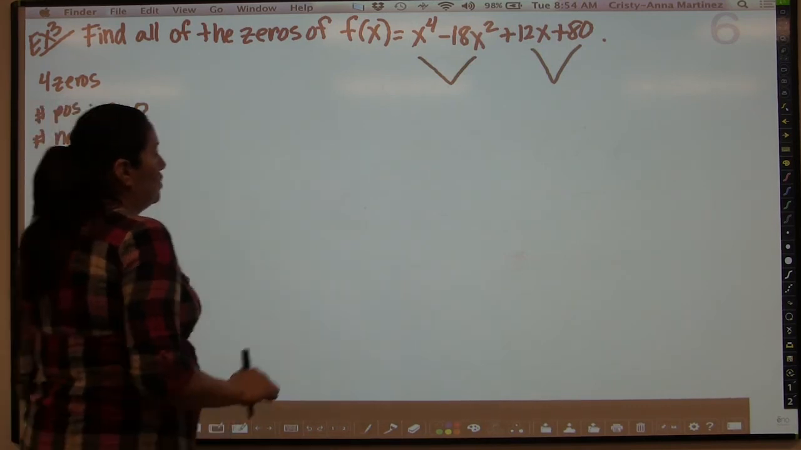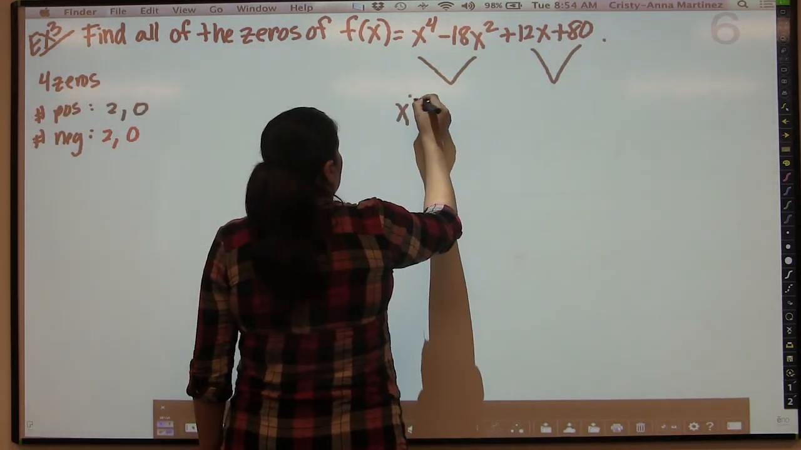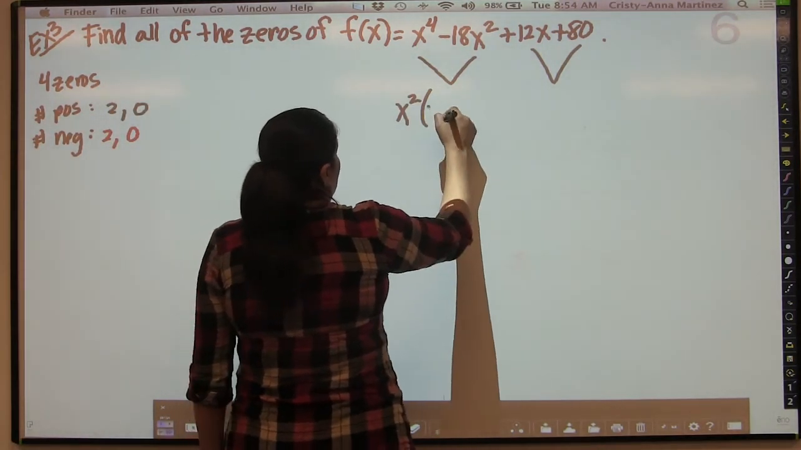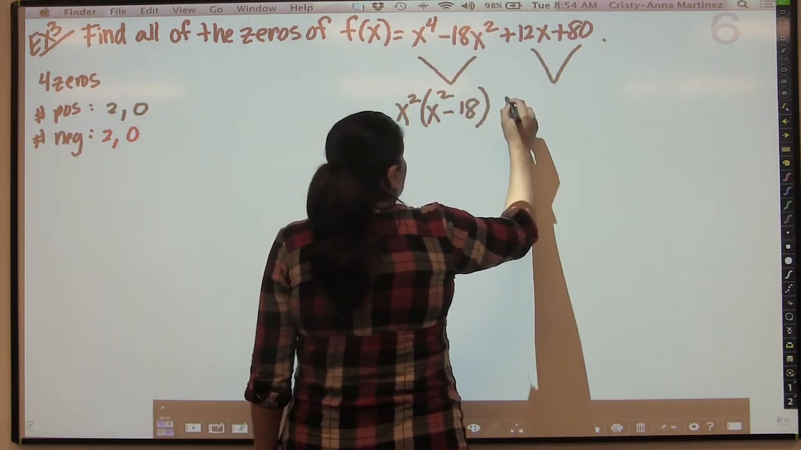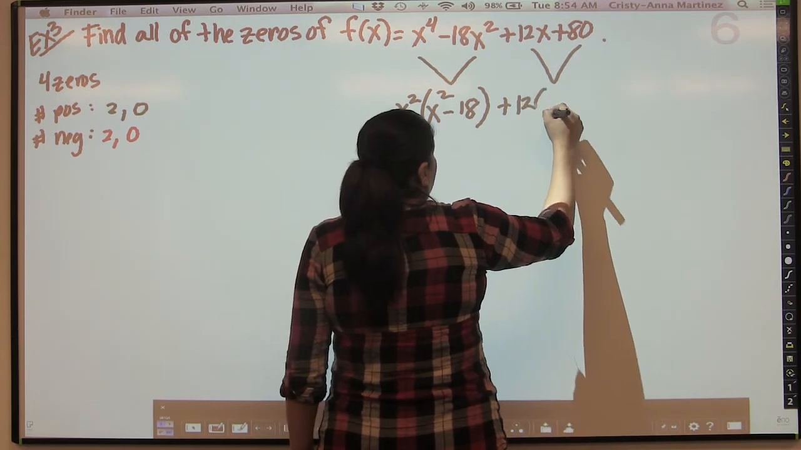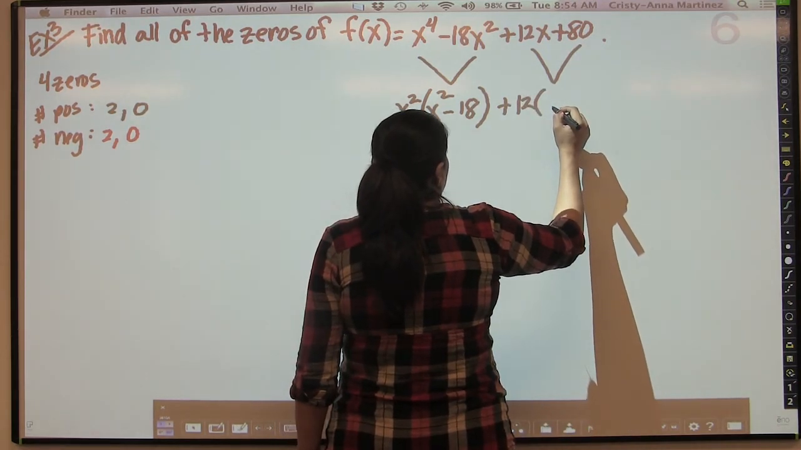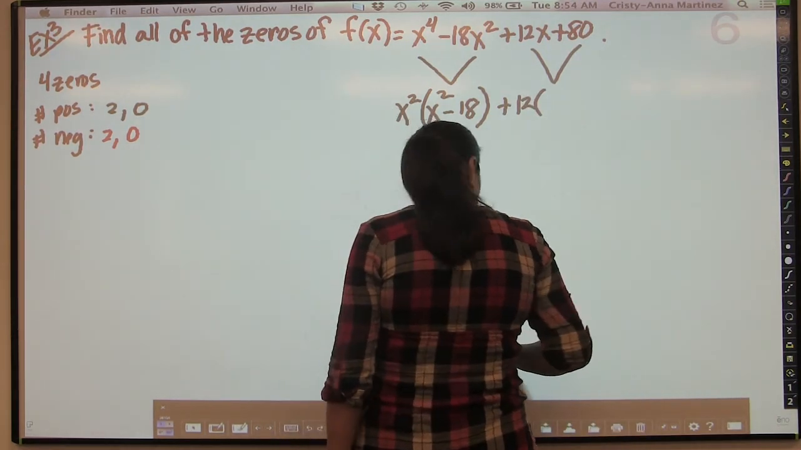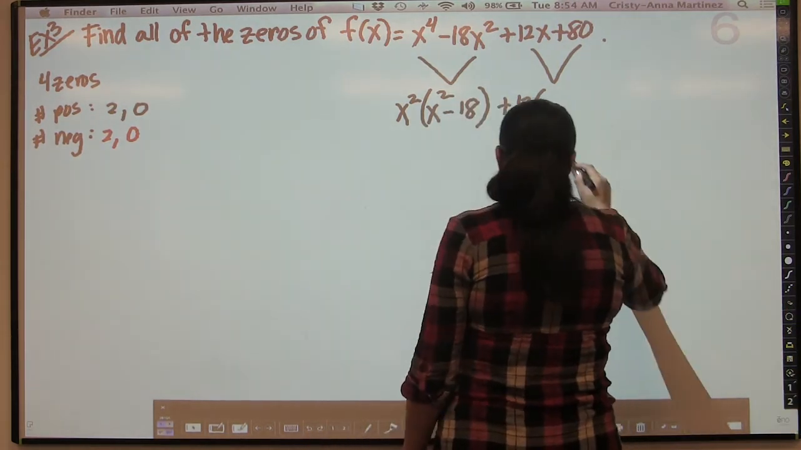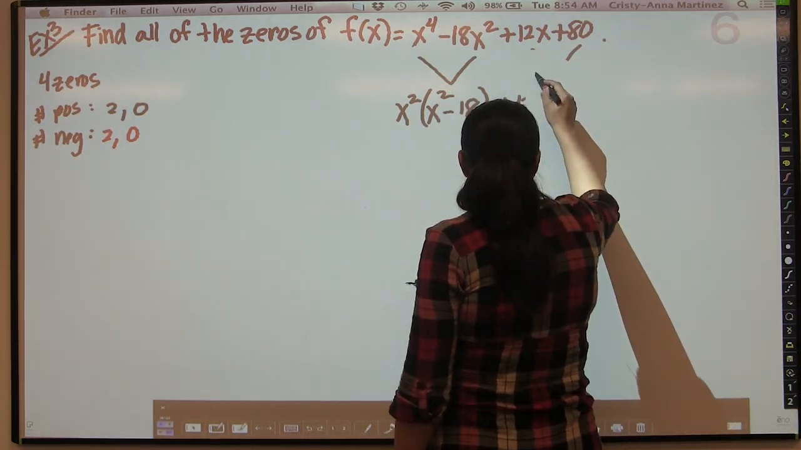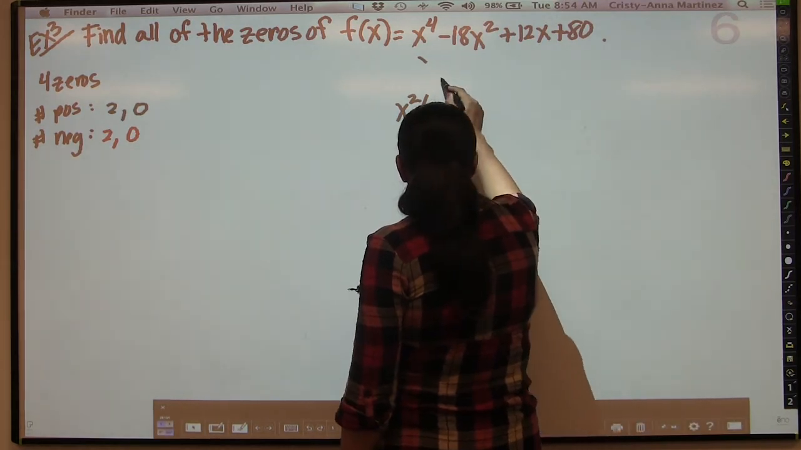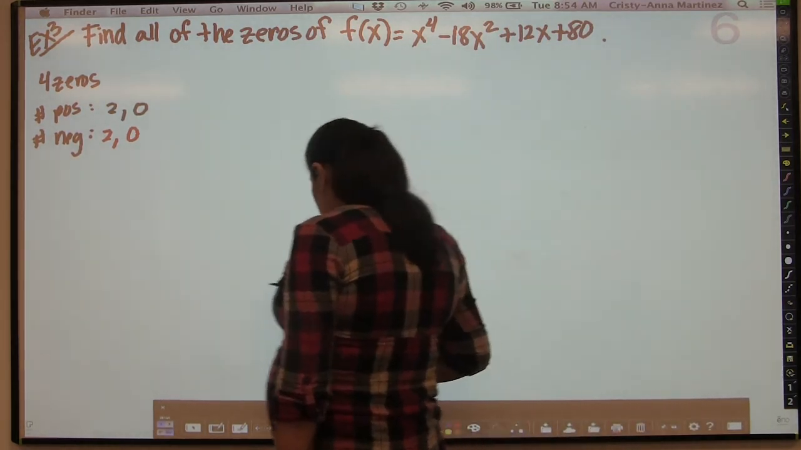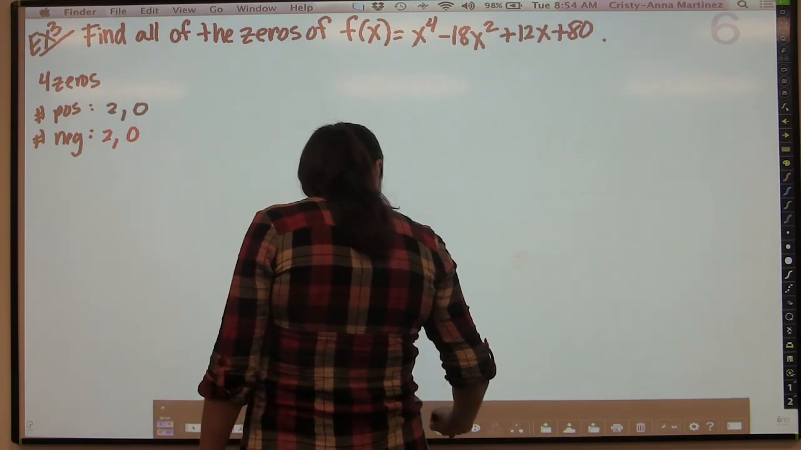Let's see if I can do this. It might not work, so we'll see. X squared minus 18 plus 12 times. Yep, that's not going to work. So the only thing that I have to do now is division. Division, division, division.